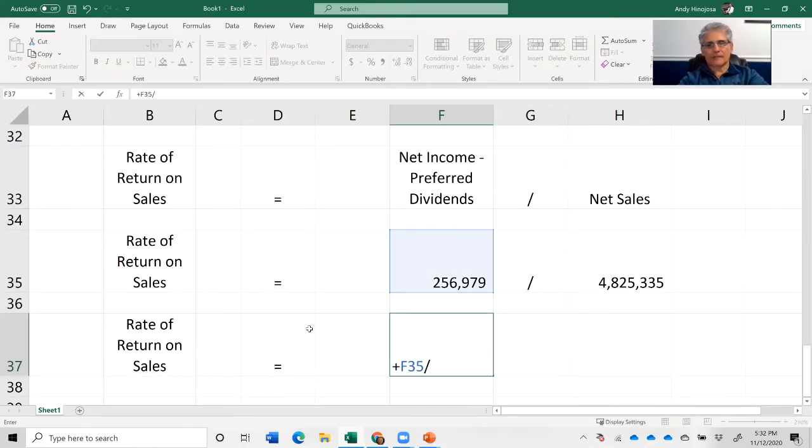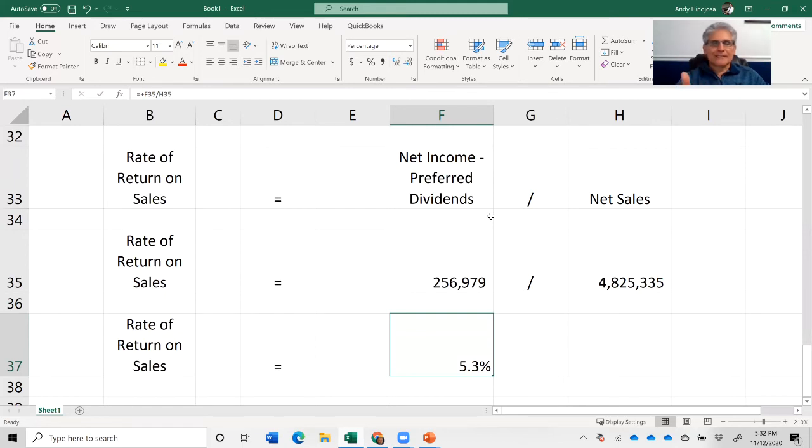256,979 divided by 4,825,335 is 5.3%. So what this is saying is that for every dollar in sales, we're getting 5.3 cents return. For every dollar in sales, we're generating 5.3 cents of income.